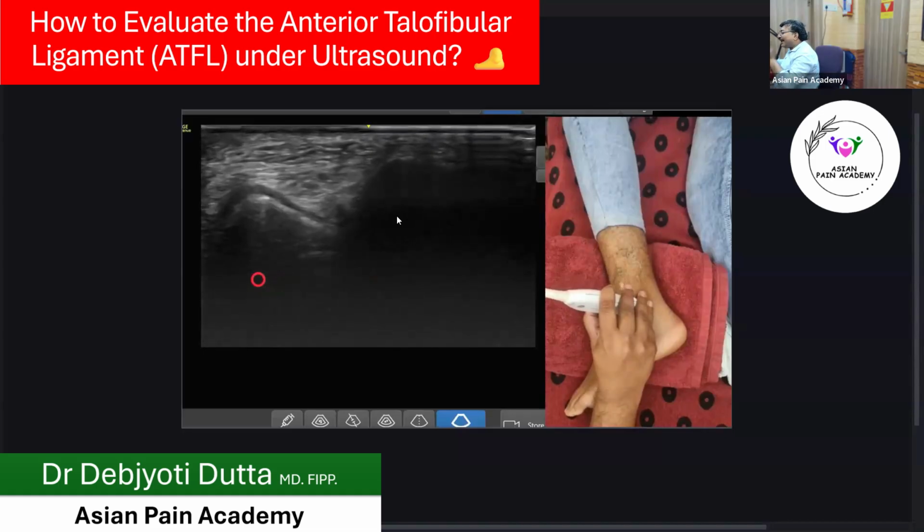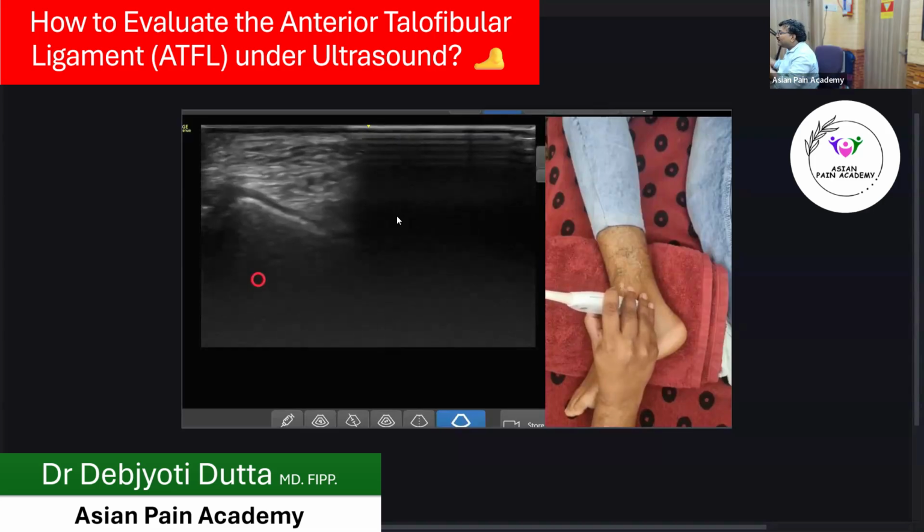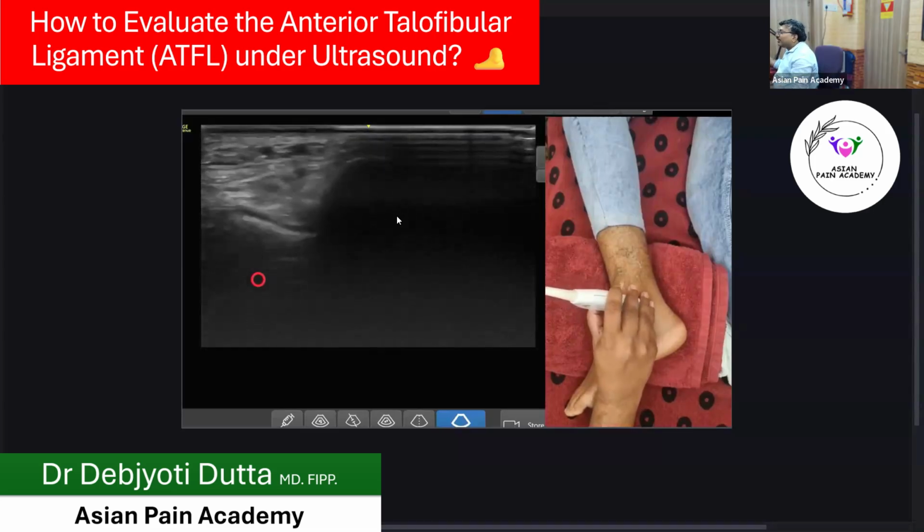So two ligaments mainly remain at this point. One is the anterior inferior tibiofibular ligament. Remember, it can be injured, but it is a tough ligament, and when it is injured, it is mostly associated with some bony deformity as well. But we'll be seeing both the ligaments because for understanding it will be easier.